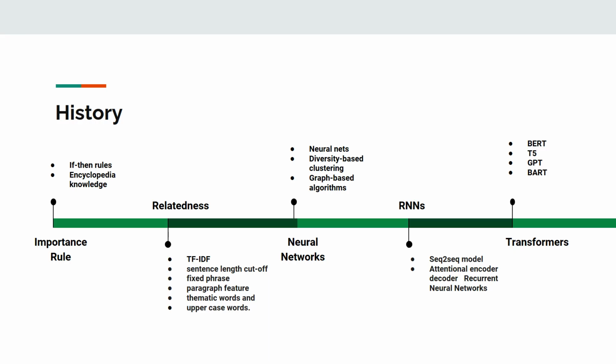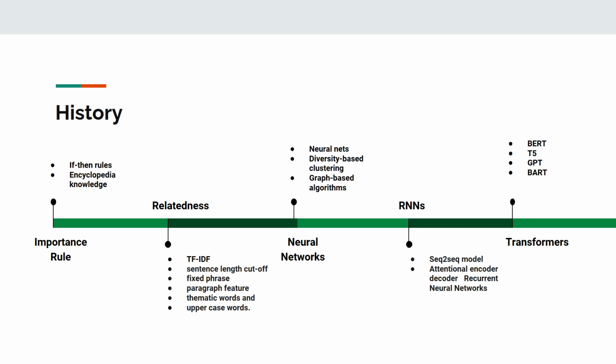Let us talk briefly about the history of summarization. Initially, if-then rules and encyclopedia knowledge were used to determine the scoring of various pieces of text in the passage. Moving on, the idea of relatedness came up. Methods such as TF-IDF were used to determine the importance based on the frequency of terms in the sentences and documents, along with other features like sentence length cutoff, fixed phrase, paragraph feature, thematic words, and uppercase words.